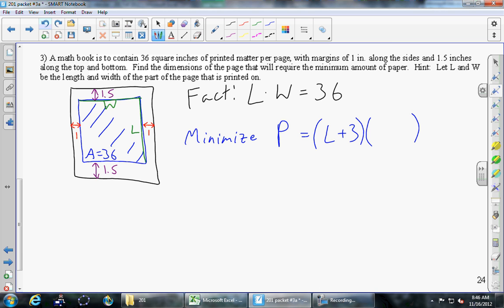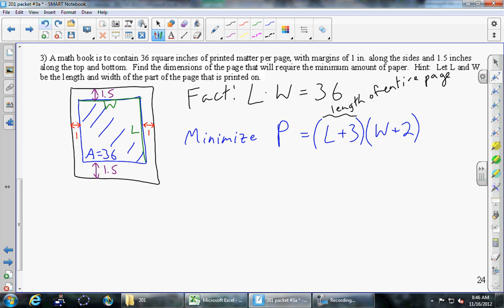What's the width of the entire piece of paper? W plus 2. So this guy is the length of the entire page. And the other parentheses is the width of the entire page. Okay, is everybody comfortable with that area calculation there? So the question is, of all the L's and W's that multiply to give me 36, because I need that to be true, which one is going to give me the smallest blue calculation?